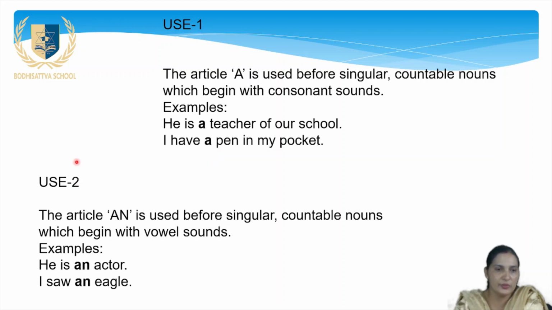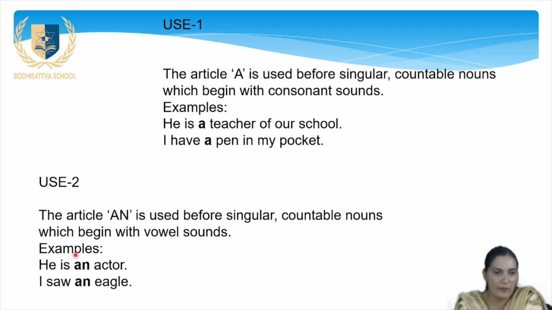And the next use, you can look here. Second use, the article an. The article an is used before singular countable nouns which begin with vowel sounds. An is also used before singular countable nouns which begin with vowel sounds. A is used only for consonant sounds, and an is used only for vowel sounds.